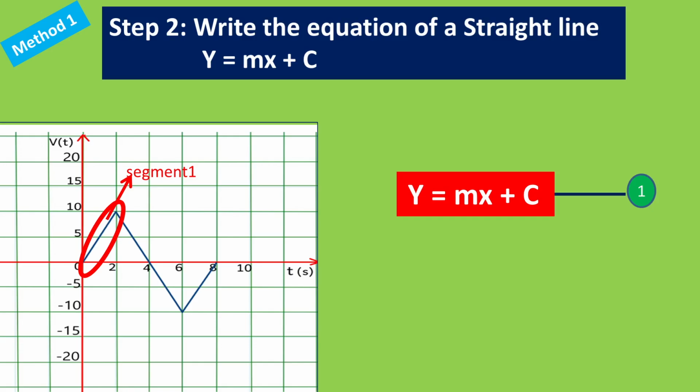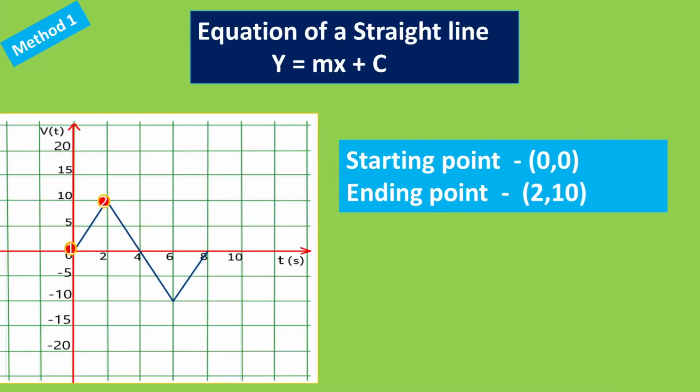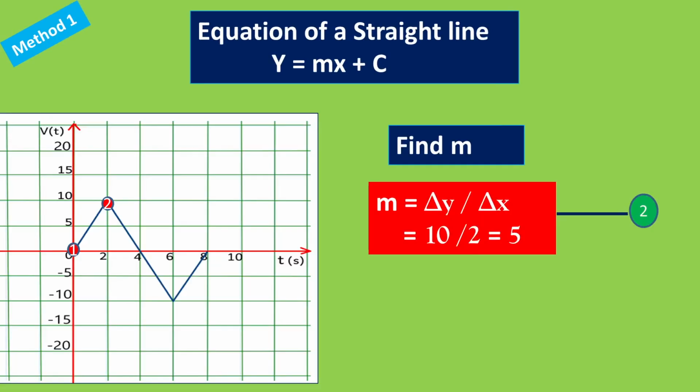Okay, so the formula used here is y equal to mx plus c. We have taken segment number 1 here, and we know the starting point is 0, 0 and the end point is 2, 10. And we are going to find out m here. So m is indicated as del y by del x in the first method. The change in y: it starts at this point and goes upwards, and the y value here is 10. This is how to calculate del y: it is 10 minus 0 along the y-axis, so the value is 10.